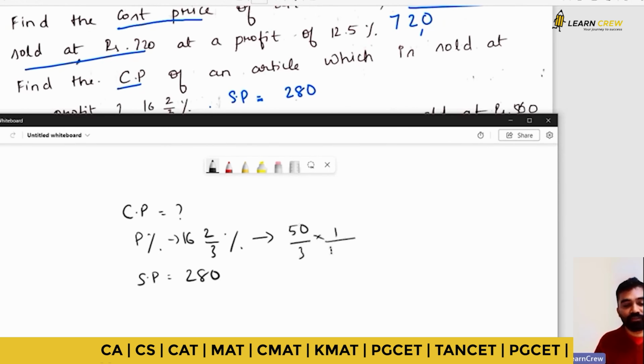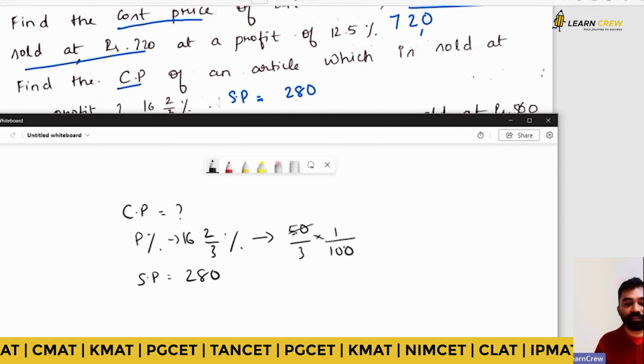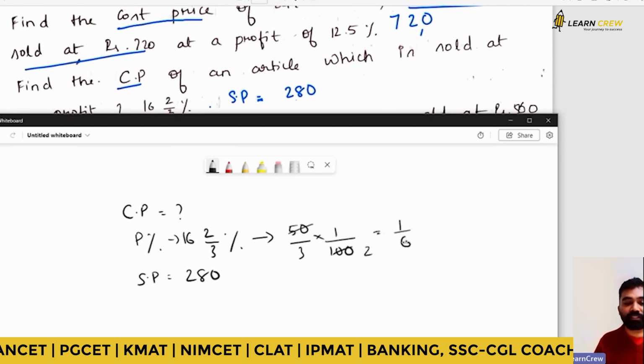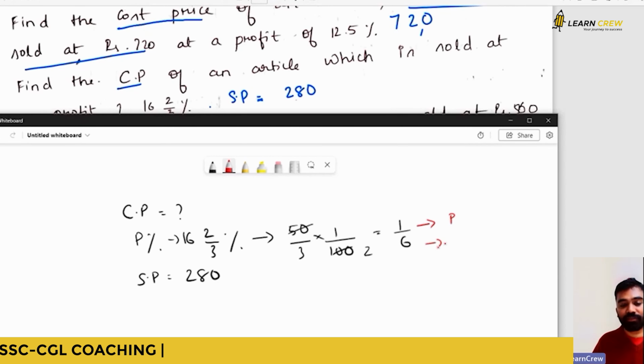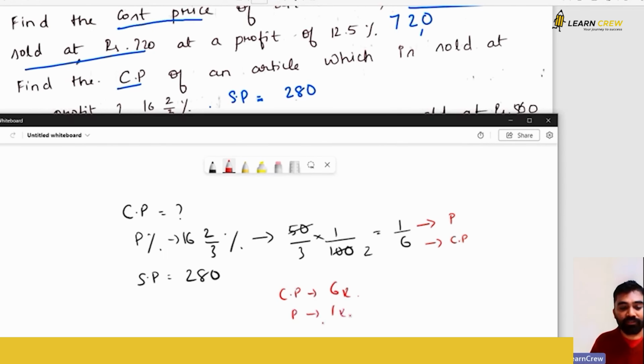I'm going to remove the percentage. So this becomes 1/100, this becomes 2, and it becomes 1/6 as the ratio. Now in this ratio, this becomes your profit and this becomes your cost price. If cost price is 6 ratio, profit is 1 ratio, selling price is going to be 7 ratio.